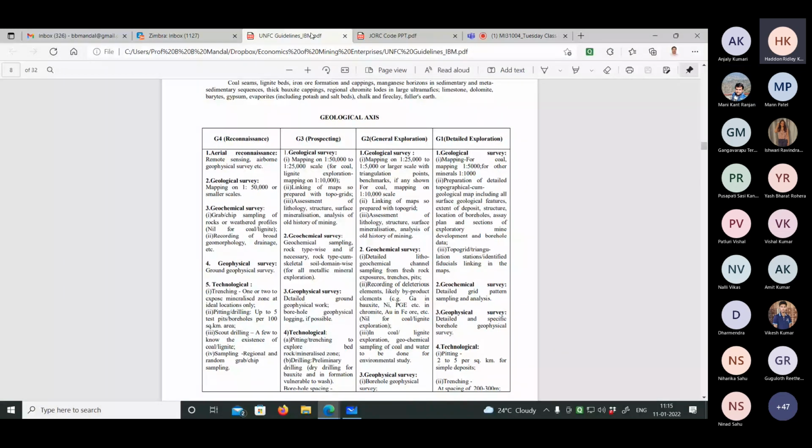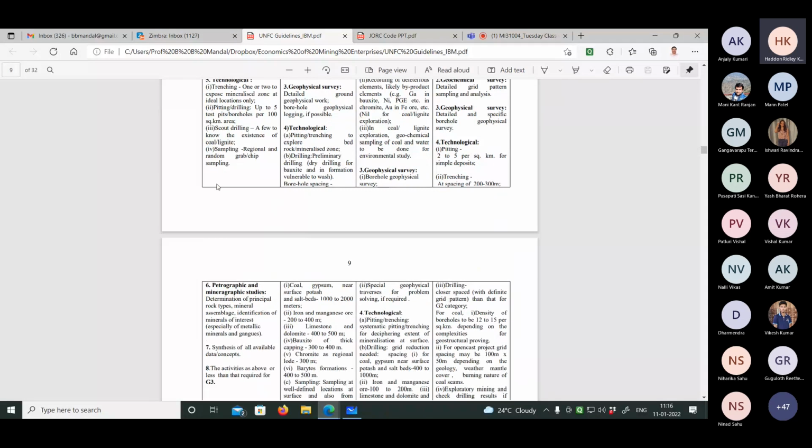Okay, so now this will give you some idea about the technical differences between the codes, the numerical values that we assign to different codes, like in the geological axis. You can see the four categories, G1, G2, G3, and G4. From 4 to 1, this is an increased geological assurance. How many things are we taking into consideration? 1, 2, 3, 4, 5, 6, 7, 8 here.